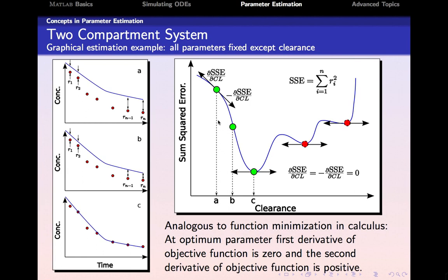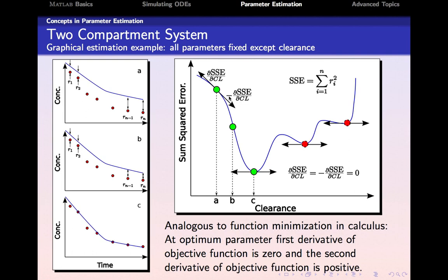Now, if we evaluate the derivative at some specific point, so in this case, if we take our clearance at A and evaluate the derivative, the tangent to this objective function is going to have a negative slope. The tangent evaluated at this point A is going to push us away from the minimum. The partial derivative of the sum-squared error with respect to the clearance is going to point us away from the minimum. So if we take the negative, that's going to point us in the opposite direction. The negative of a negative is going to give us a positive.